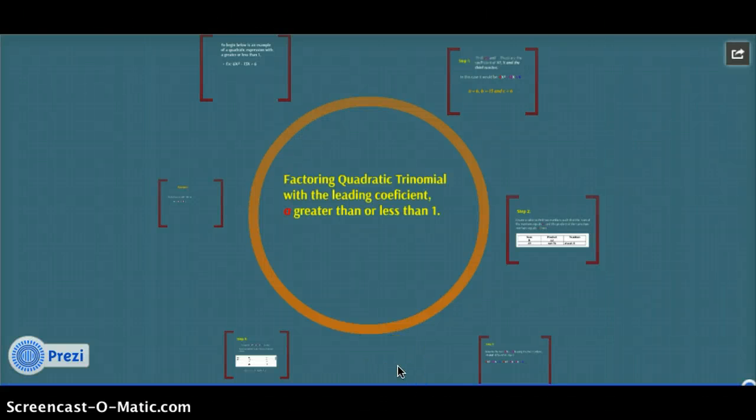Today we are factoring quadratic trinomials with the leading coefficient a greater than 1. We have chosen this because many people have trouble factoring trinomials with a coefficient greater than 1, because you have two numbers, the first one and the last one, to factor, to then combine and make a larger factor that will then be multiplied together.